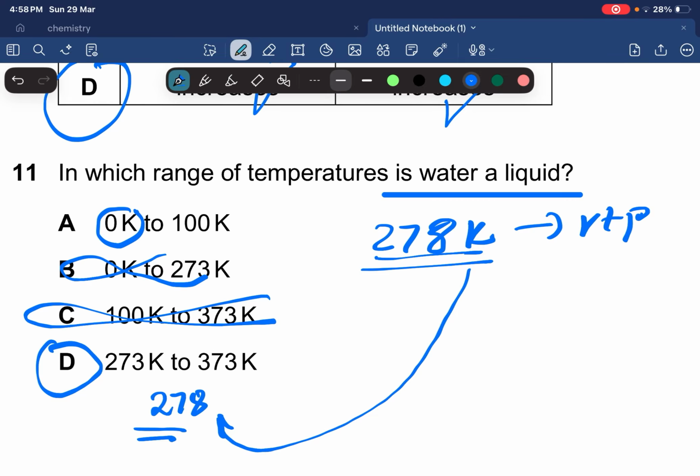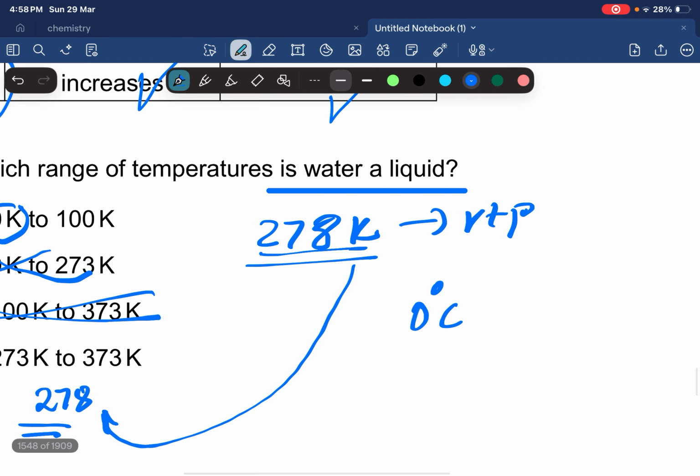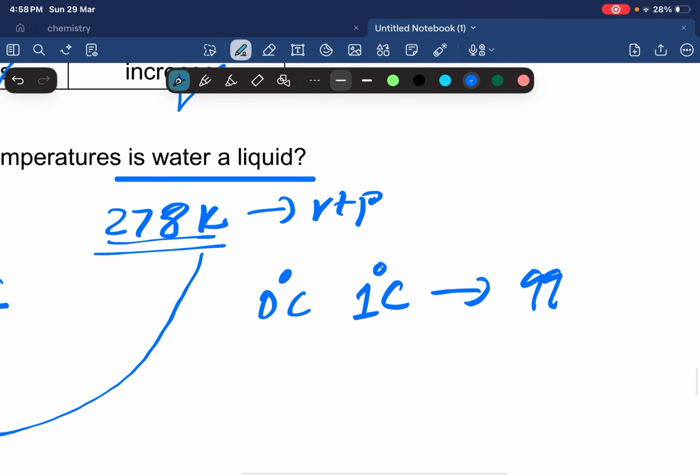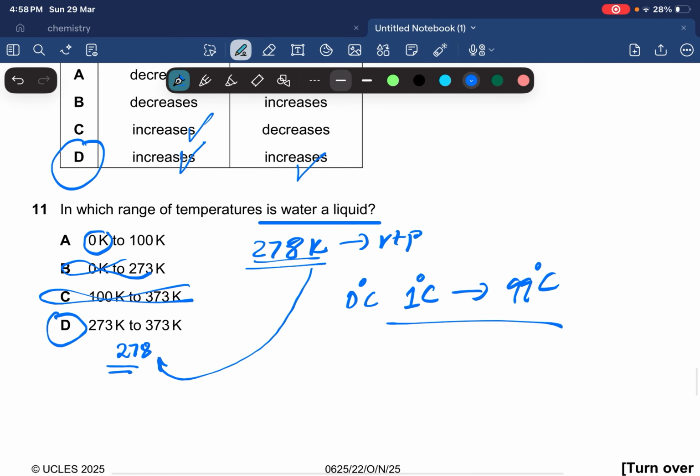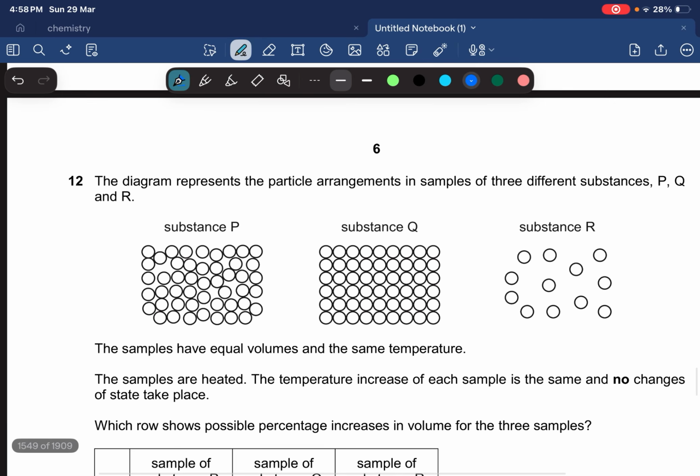But if you want to convert, just subtract. You know that at 0 degrees water is almost like solid and liquid plus. So after 0 it's 1 degree to almost your 99 degrees, I guess. So you can convert it by adding 273 to it and just see what happens.